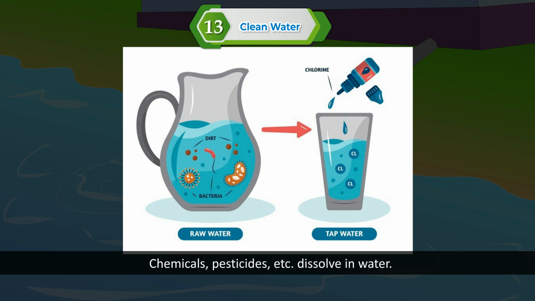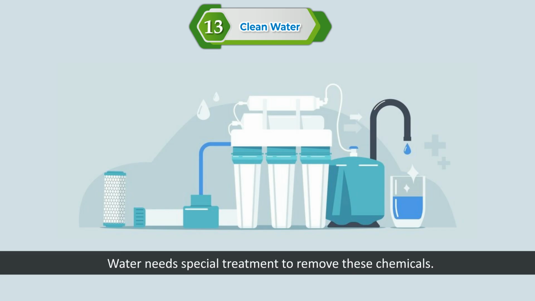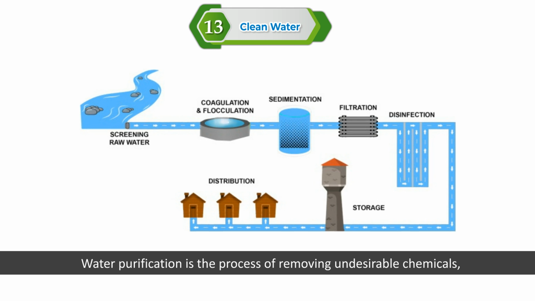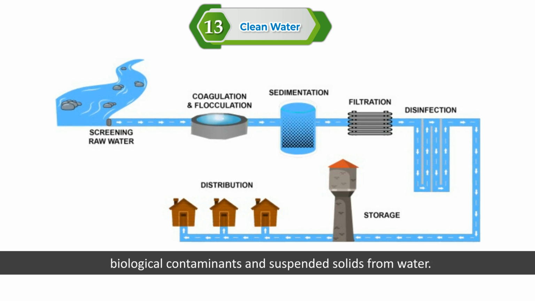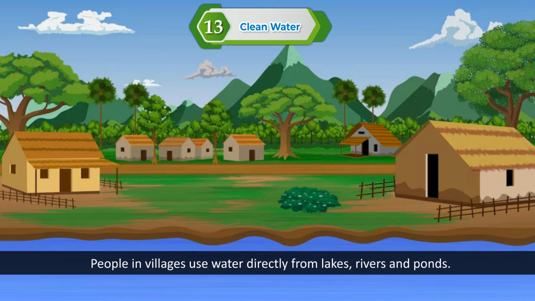Chemicals, pesticides, etc. dissolve in water. They cannot be removed by simple filtration. Water needs special treatment to remove these chemicals. Purification of water. Water purification is the process of removing undesirable chemicals, biological contaminants, and suspended solids from water.